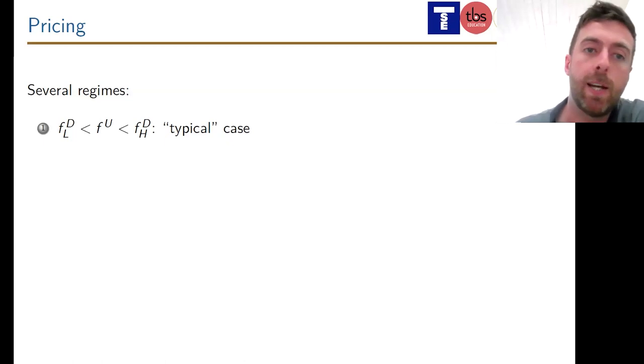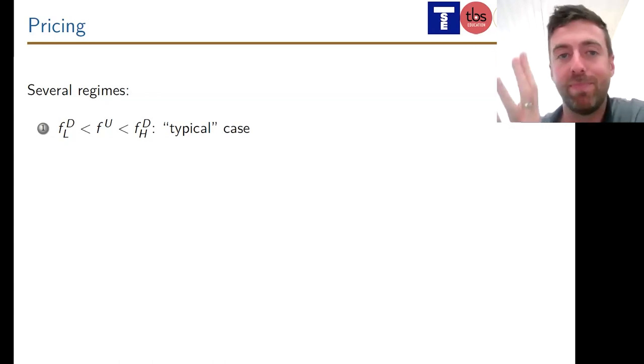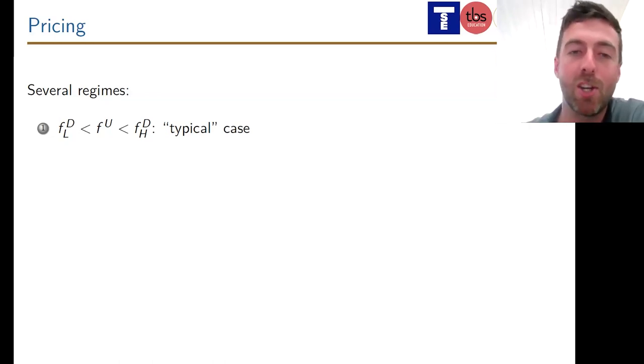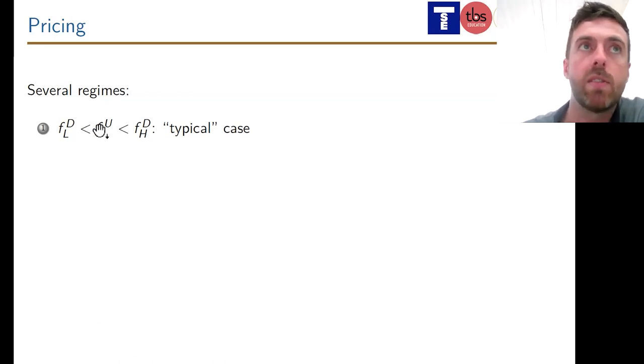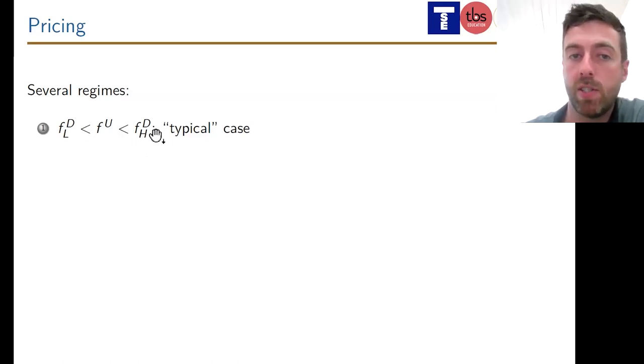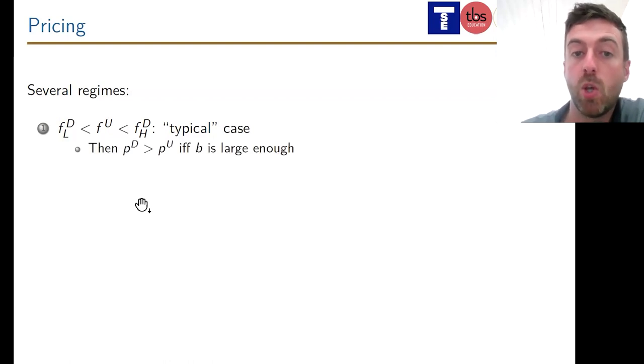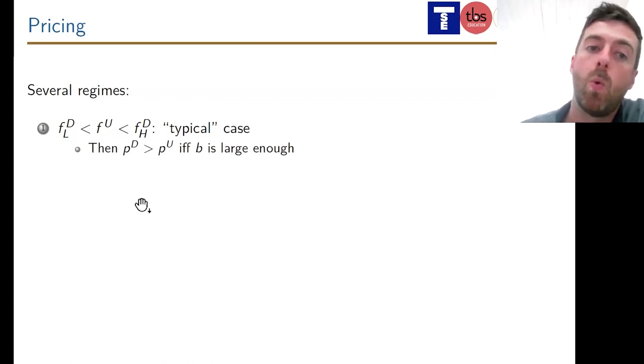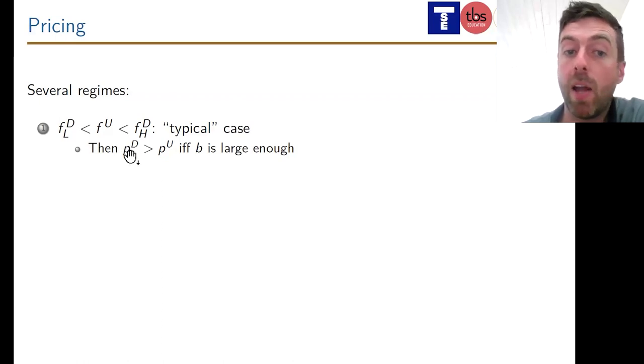In terms of pricing, we identify several regimes, so several situations. The typical one, I put quote unquote typical, because when we plot the parameters, this is the largest one. And this is also the more intuitive one, is such that the low type sellers are going to pay a lower fee under price discrimination than under uniform pricing, and the high type sellers are going to pay a higher price. So in that case, what about consumers? Well, they're going to pay a higher price when the network effects are large enough.